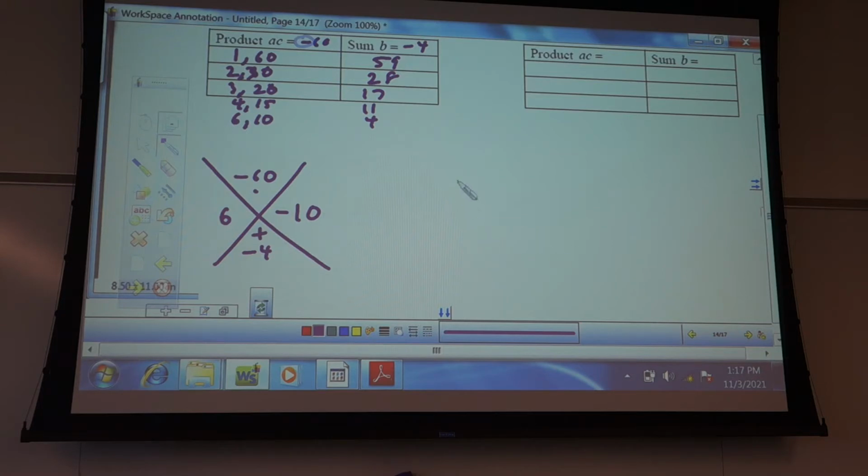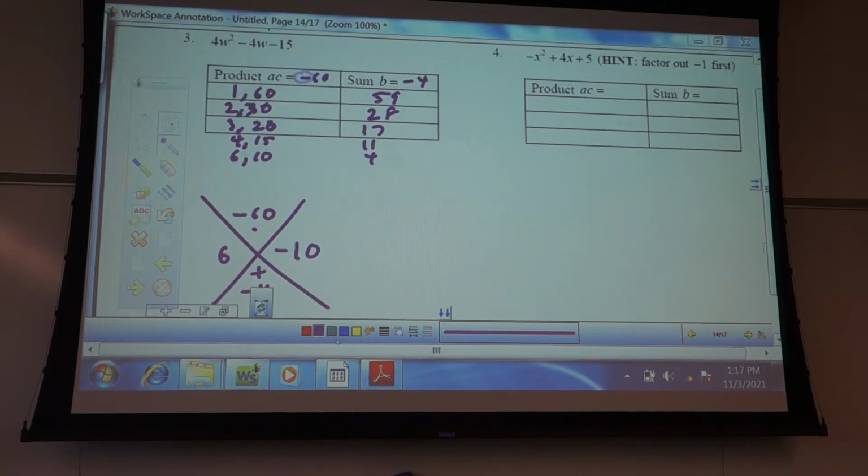So I'm going to go ahead and do my factor by grouping. So here we go. We have, what was my original thing? 4w squared. And then my last one's going to be -15. The in-between parts is going to be this 4w, -4w, which is going to come from these two. So it's going to be plus 6w minus 10w.